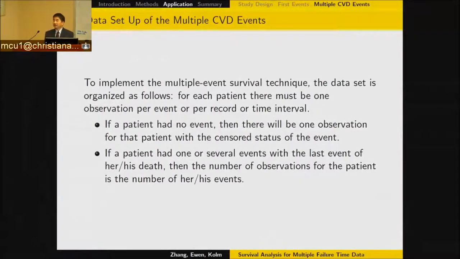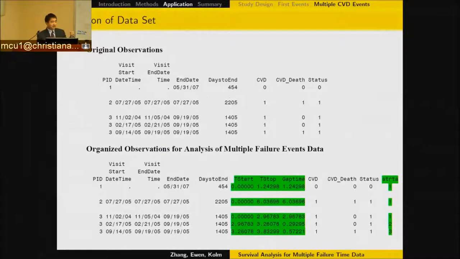To implement the multiple event survival technique, the data set is organized as follows. For each patient, there must be one observation per event of record or time interval. This is time consuming and very technical, to reorganize the data set. If a patient has no event, there will be one observation for that patient, which is the censor status of the event. That will be exactly the same as the first event for the single event analysis. If a patient has one or several events, with the last event being death, then the number of observations for the patient is the number of his or her events. And if the patient does not die, we should have one additional observation to indicate what happened after the last event, which means the censoring could be loss to follow up or end of study.